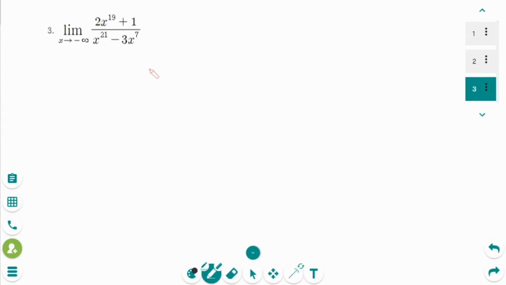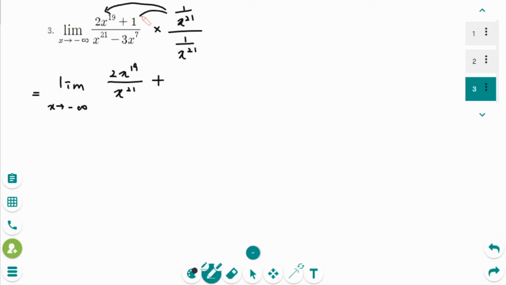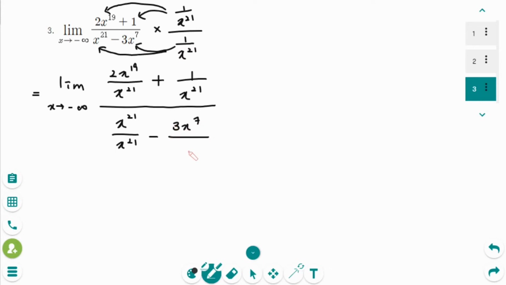The next question is this one. Can you see the answer? It's 0. Let's check. The highest power of x in the denominator is this one, x to the power of 21. So now, let's divide like this. And then expand. The first one, second one, over like this, and then simplify.